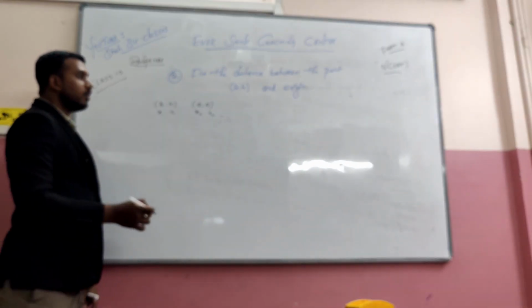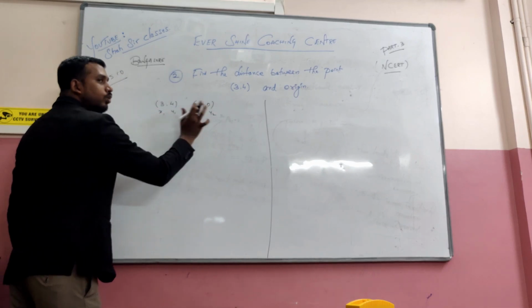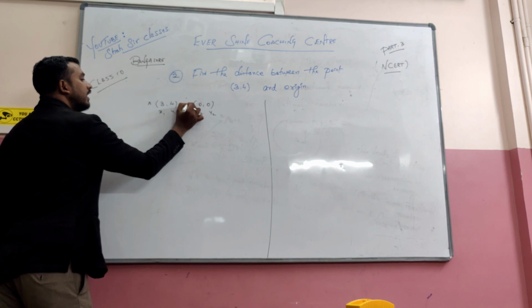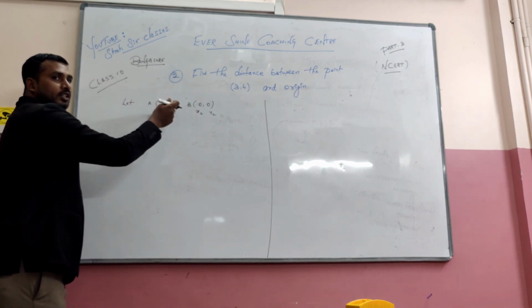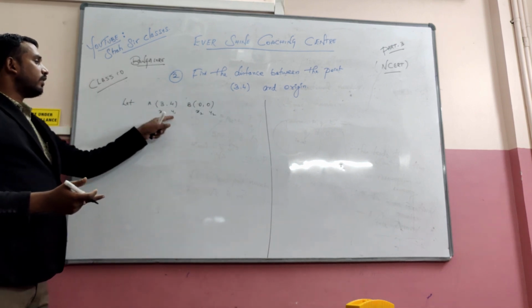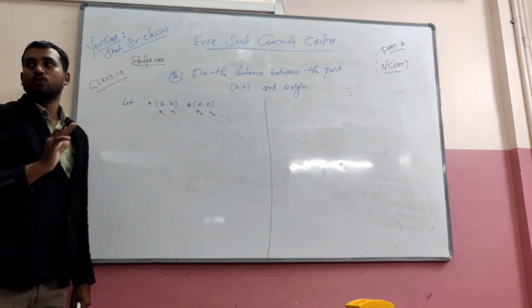Any doubts? Now we need to find the distance between these 2 points. So let me consider this point as A, let me consider this point as B. So let A coordinates are 3, 4, B coordinates are 0, 0, where x1, y1 value is 3 and 4 and x2, y2 values are 0 and 0.